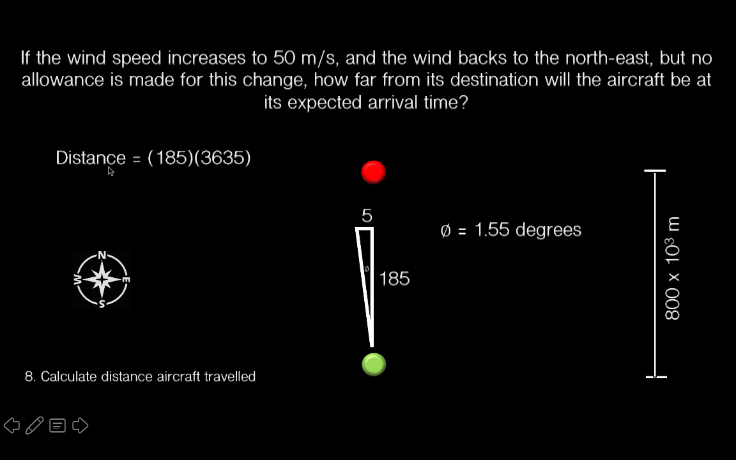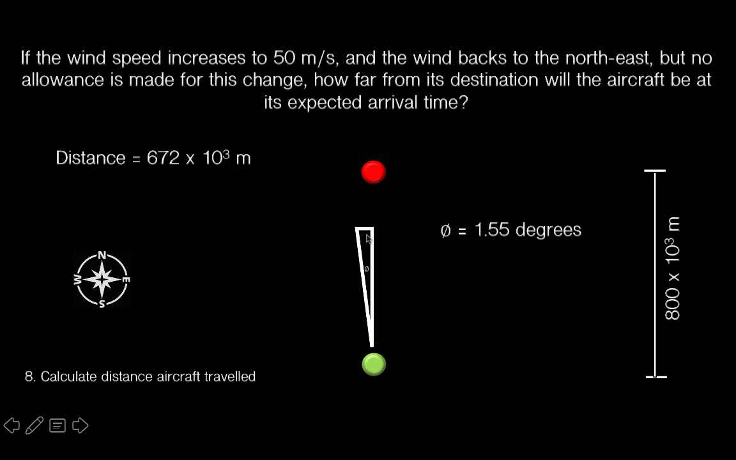When we plug it into this, we'll get distance equals 185 times 3,635, which is the distance the plane has already traveled. Remember, expected arrival time. So that's where we get this value. When we do the calculation, we get the distance is 672 times 10 to the third meters.